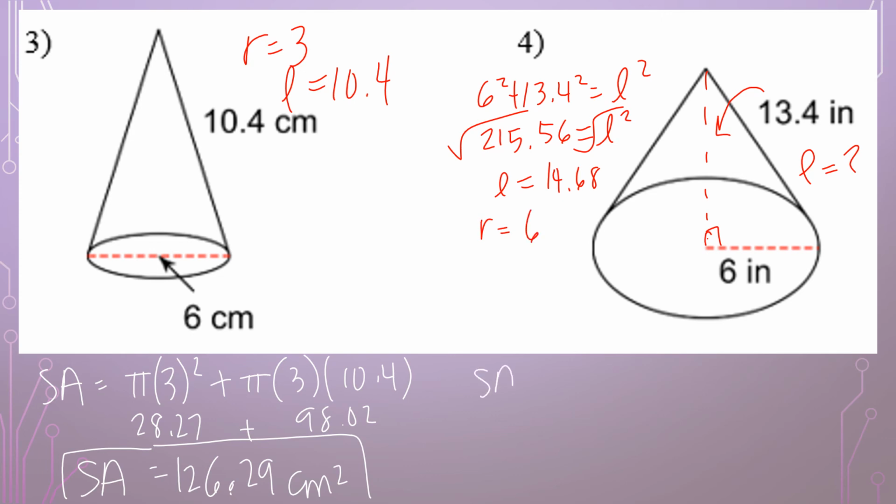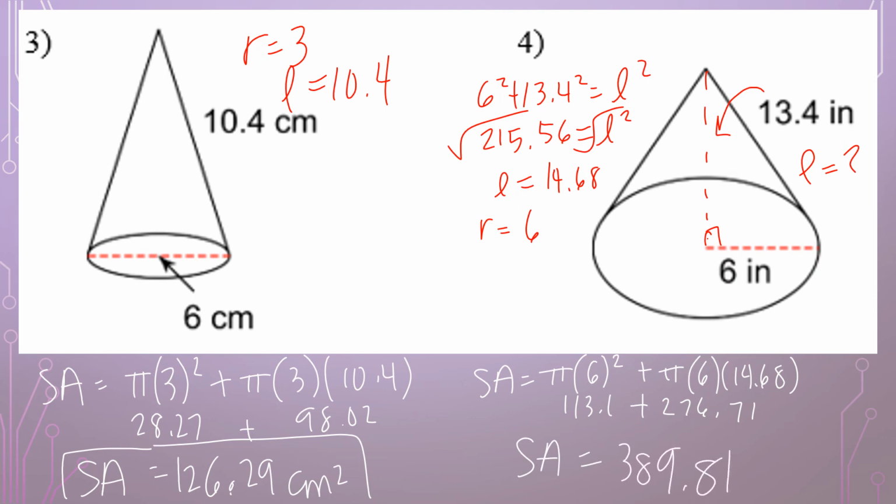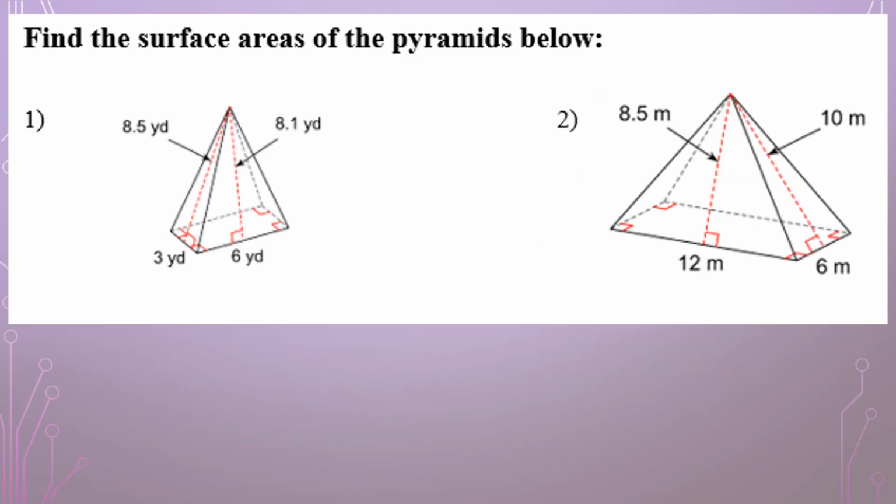So surface area equals pi times R squared plus pi times R times L. Pi times 6 squared is 113.1. Pi times 6 times 14.68 is 276.71. Add those two together, you get 389.81 inches squared. Okay, and then the last two. So, you can find the surface area of these pyramids, but we cannot use the formula.